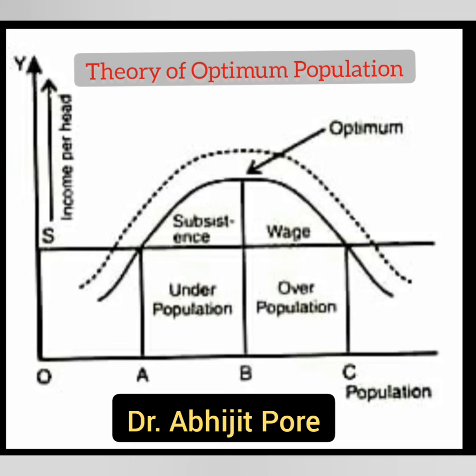So OA is underpopulation and OC is overpopulation, and B is the ideal point, or the optimum population, at which the wages are at their highest level and resources and population size are equal. In other words, the population size of any area is equal to the available resources. This is called the optimum population size.